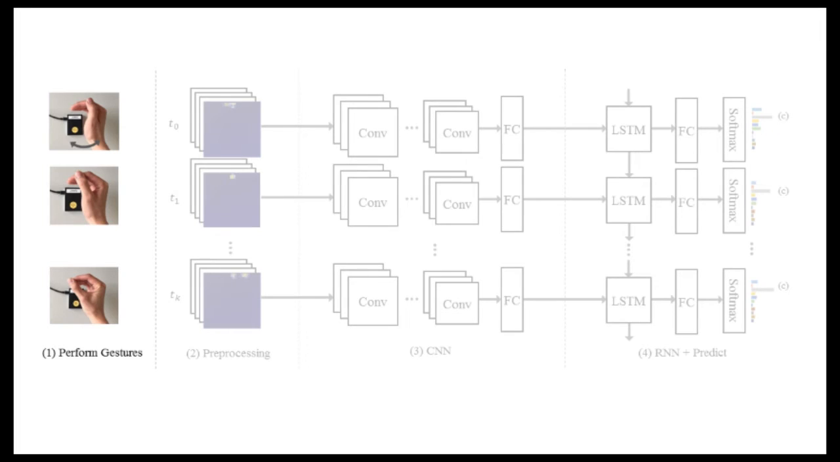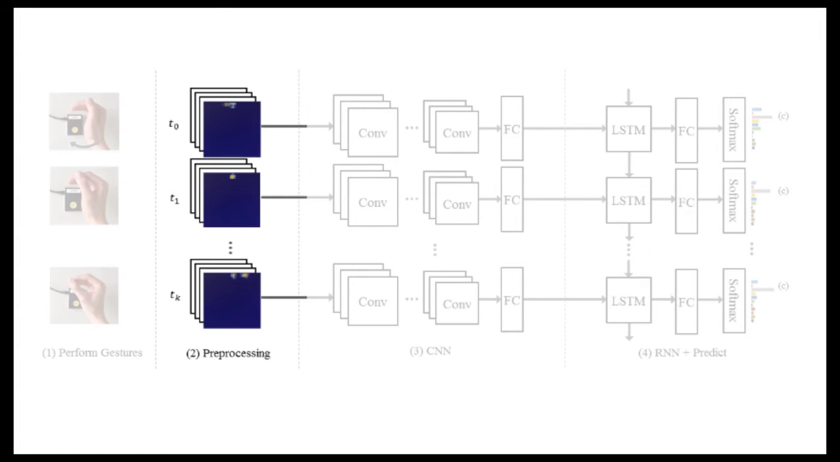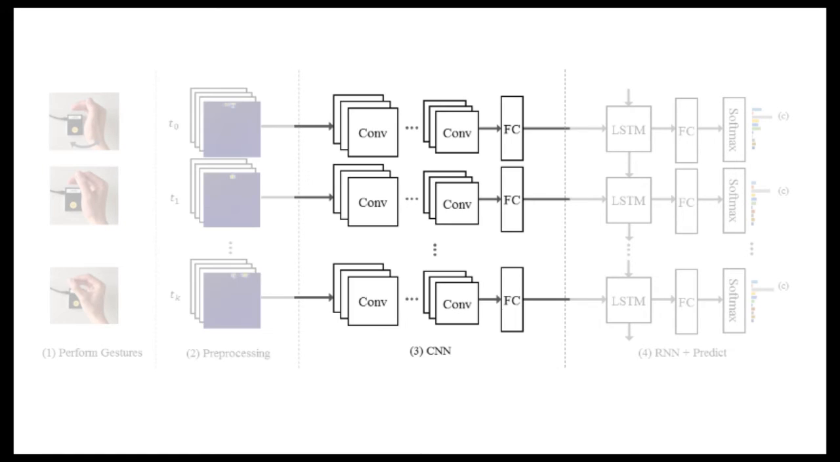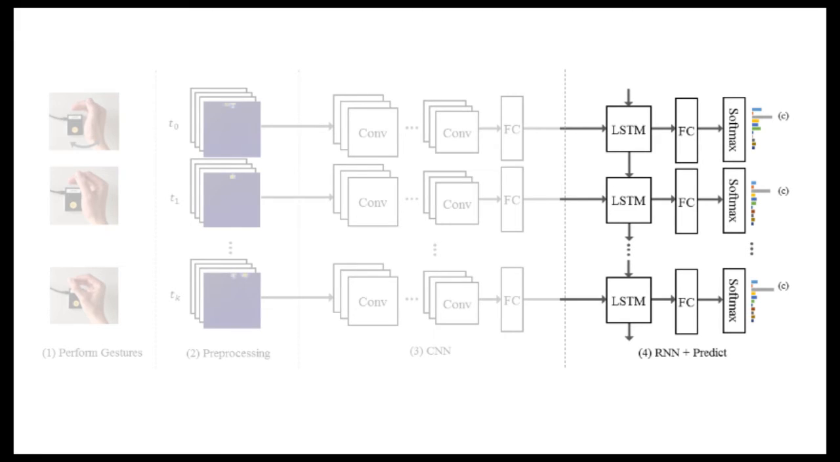A user gesturing above the sensor results in a stream of range Doppler images. In the next step, we perform background removal and normalize the signal. A convolutional neural network learns an intermediate feature representation. To exploit temporal information in the data, we feed the CNN's output into an LSTM recurrent neural network.